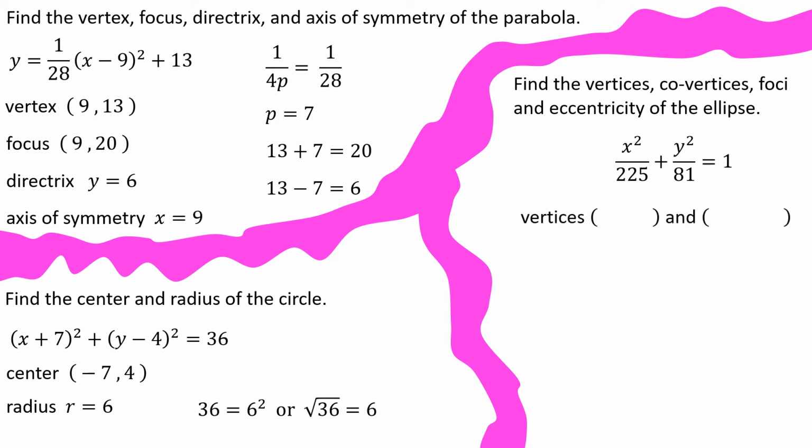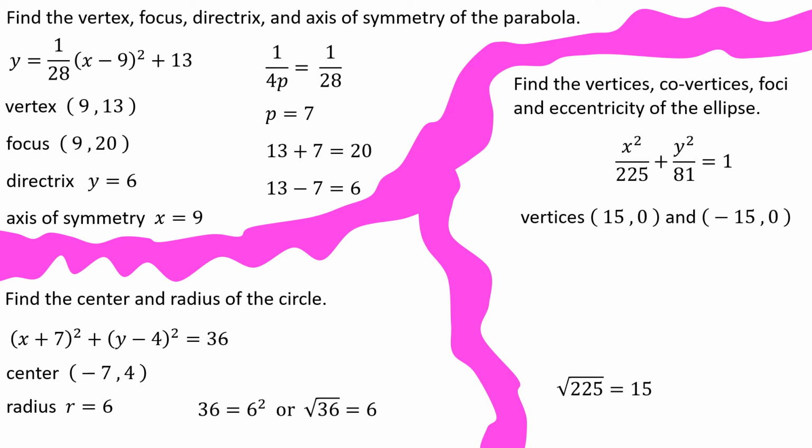Okay, now the larger number is going to be 225, right? 225 is larger than 81. So the vertices will go with x, right? Because the 225 is underneath the x squared. And so we will move, wow, 15 units. 15 units in the x direction each way.